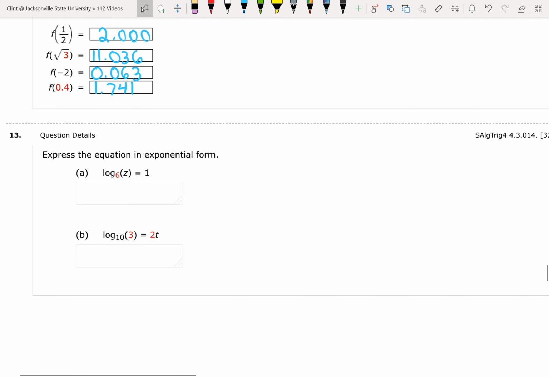13, we're switching from logarithm form to exponential form. So what I start with is the base. This says base 6, so that means in exponential form I'm going to have a big 6, and it's going to be to this power. This says 6 to the first power equals whatever was inside the logarithm. So for here, 6 to the first power is just 6, so 6 equals.